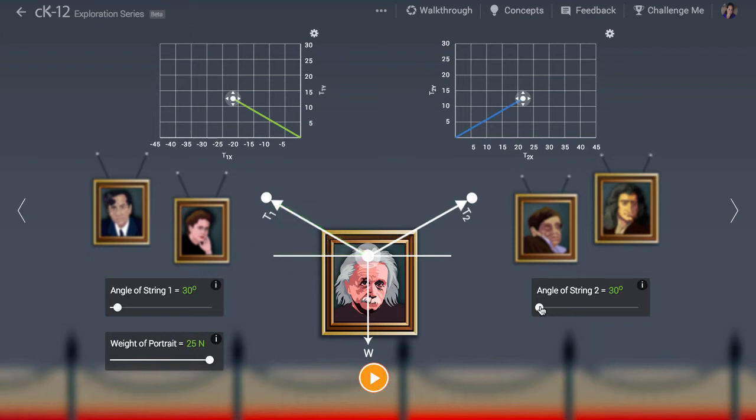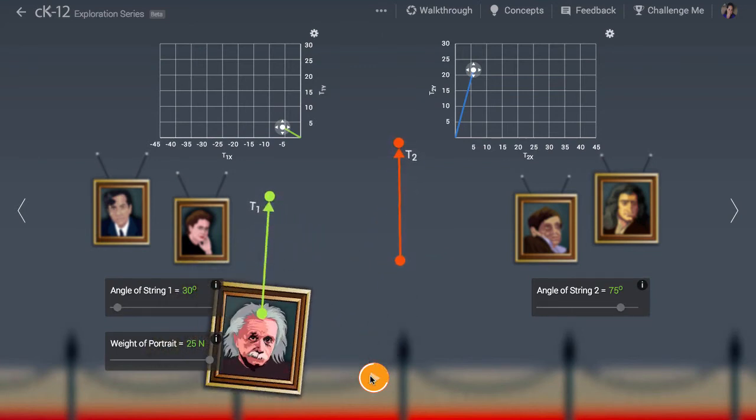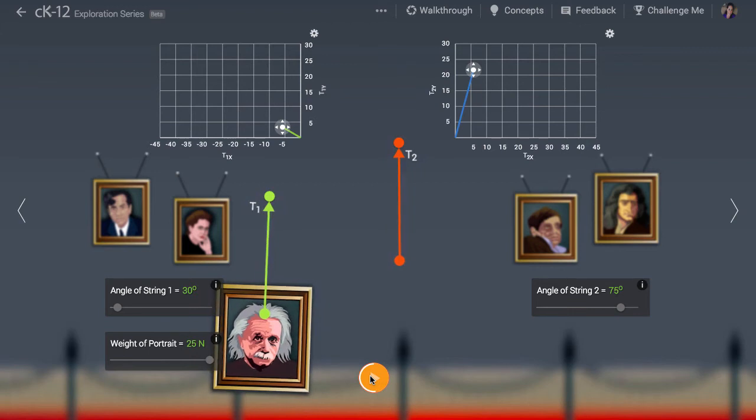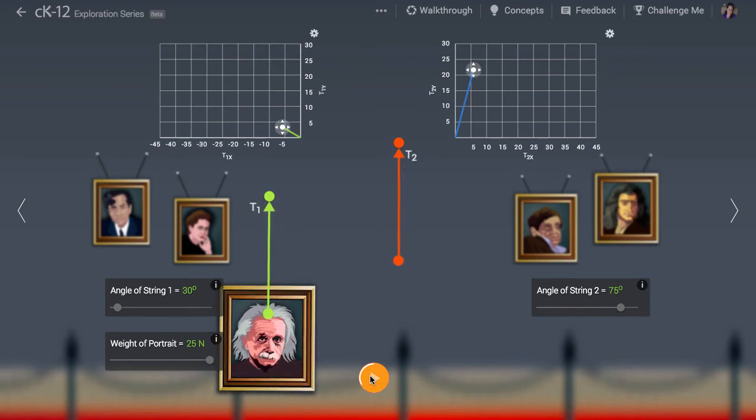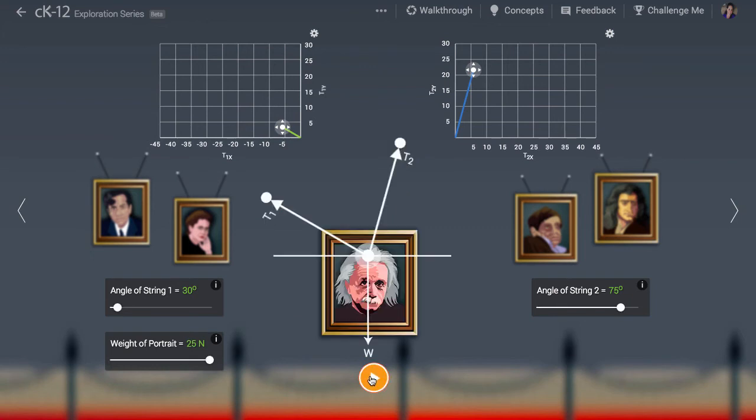In this simulation, we pretty much keep the portrait in equilibrium. However, if an unbalanced force were to arise, also known as a net force, then an acceleration would be produced. This is Newton's second law. When a cord breaks, this means the gravitational force is now unbalanced, and the painting will accelerate downward. Play around and see what you can find.